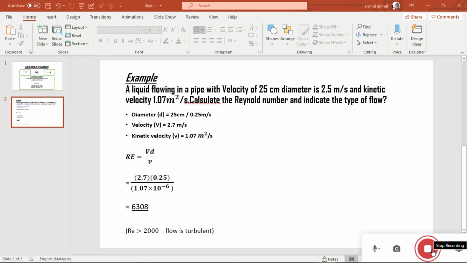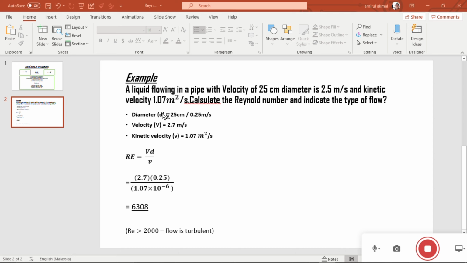Okay, di sini saya ada tampilkan satu persoalan, iaitu yang berbunyi: a liquid flowing in pipe with velocity of 2.5 meter per second, diameter 25 cm, and kinematic viscosity 1.07 meter square per second. Calculate the Reynolds number and indicate the type of flow.